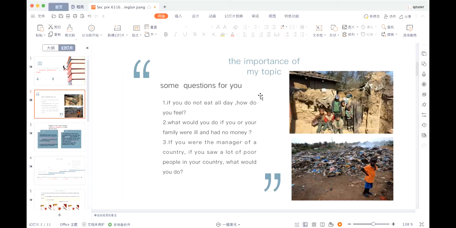Third, if you were the manager of a country, if you see a lot of poor people in your country, what would you do? For me, I will try my best to help them, even if my strength is weak. On the right, I will also show some pictures. We can see this picture anytime and anywhere on the internet or in our daily life. Mostly, they had a hard time. The importance of my topic is to help these poor people.